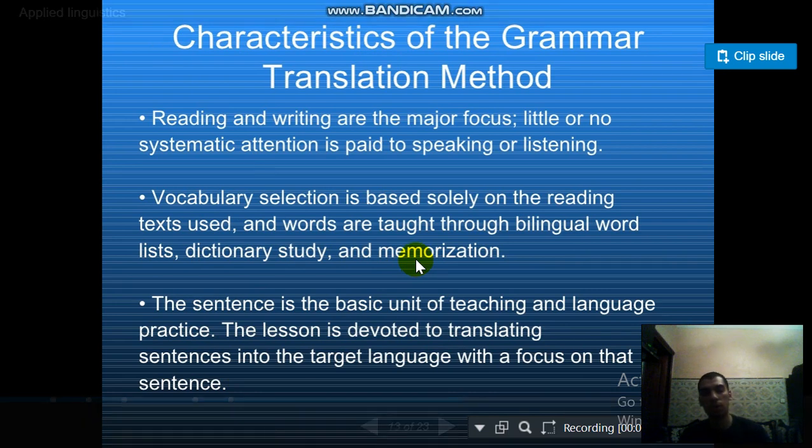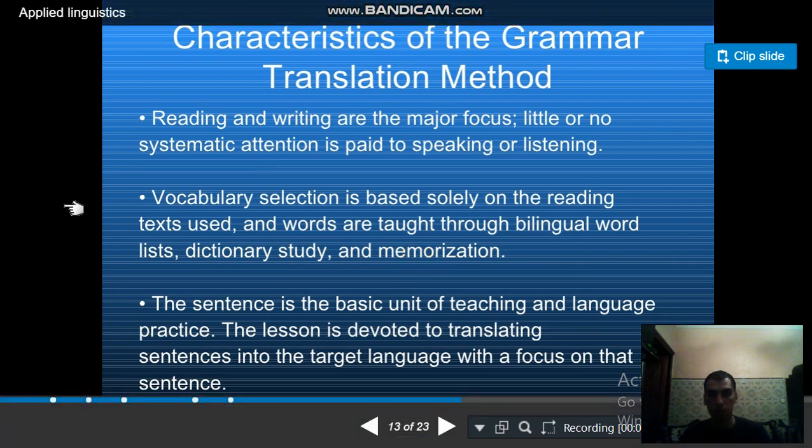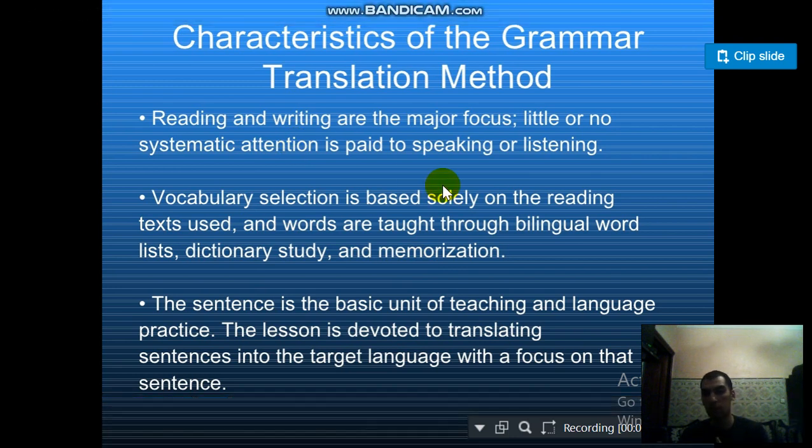Continuing on with the characteristics of the grammar translation method. Reading and writing are the major focus. Little or no systematic attention is paid to speaking or listening. Vocabulary selection is based solely on the reading text used, and words are taught through bilingual word lists, dictionary study, and memorization. The sentence is the basic unit of teaching and language practice. The lesson is devoted to translating sentences into the target language with a focus on that sentence.